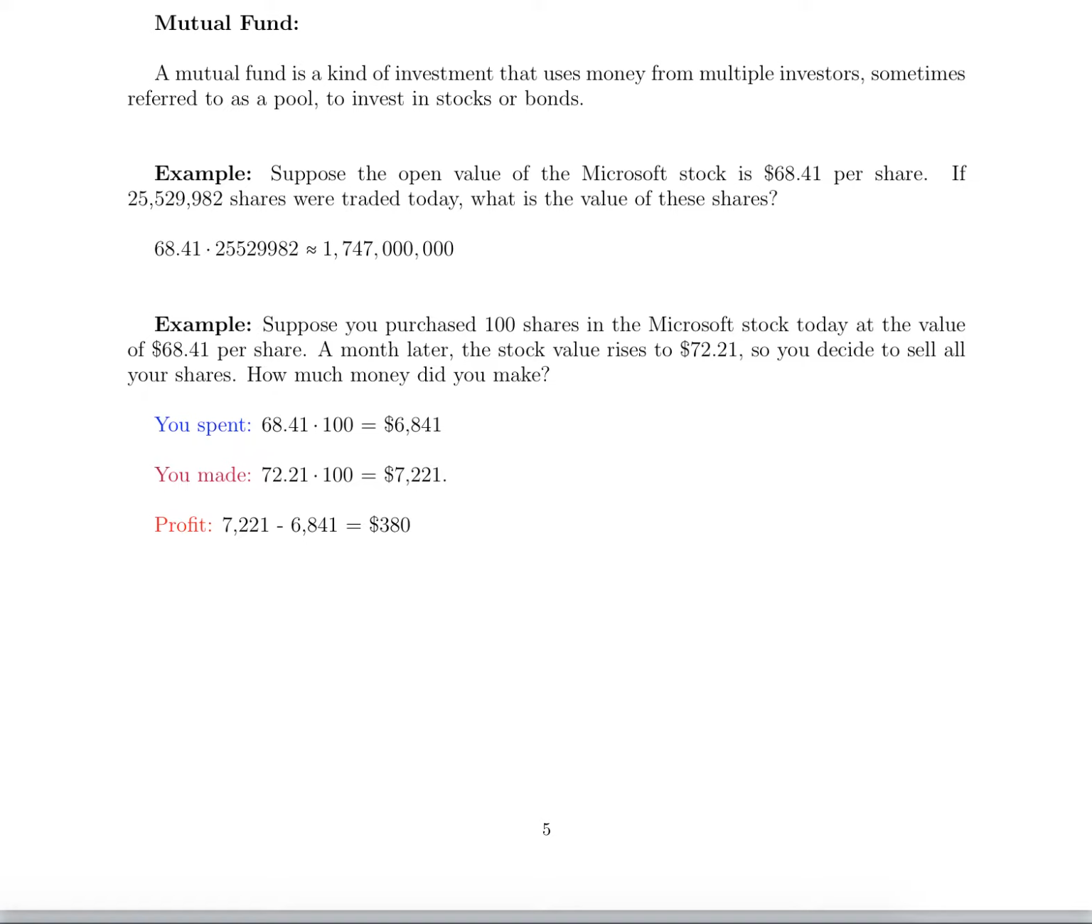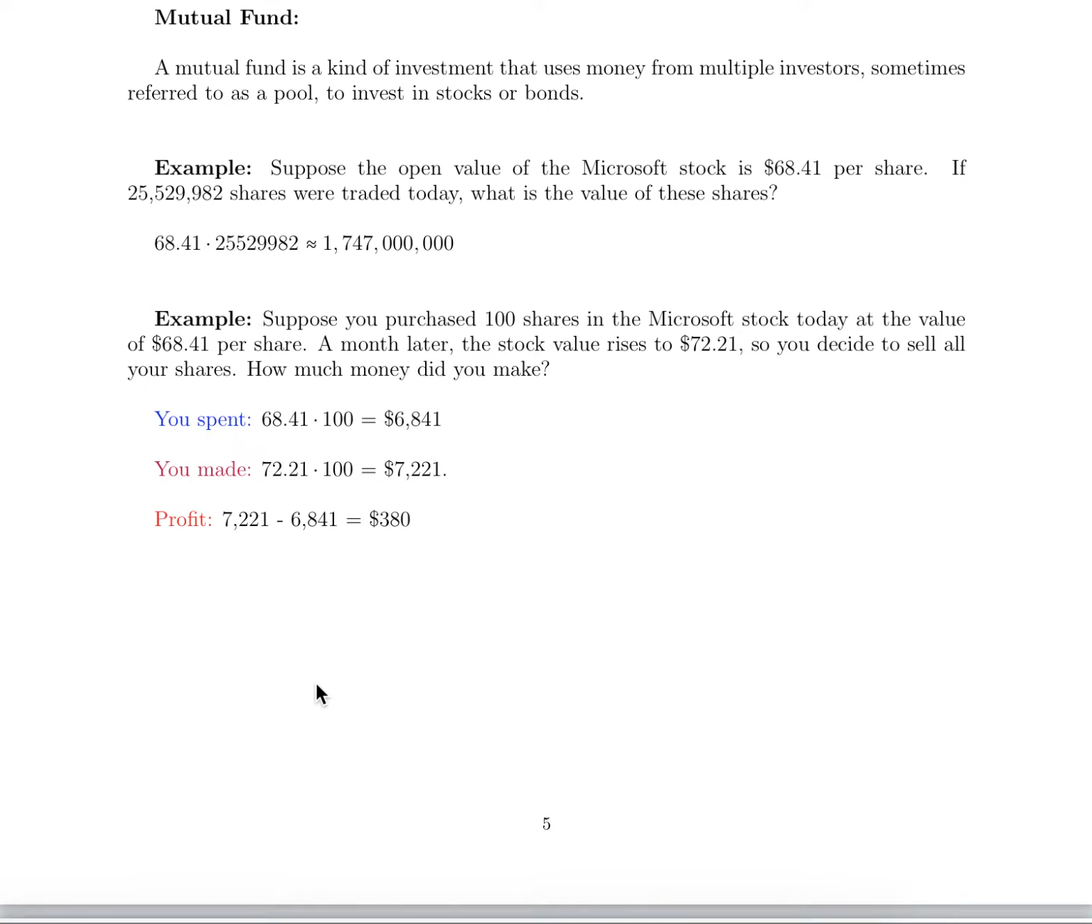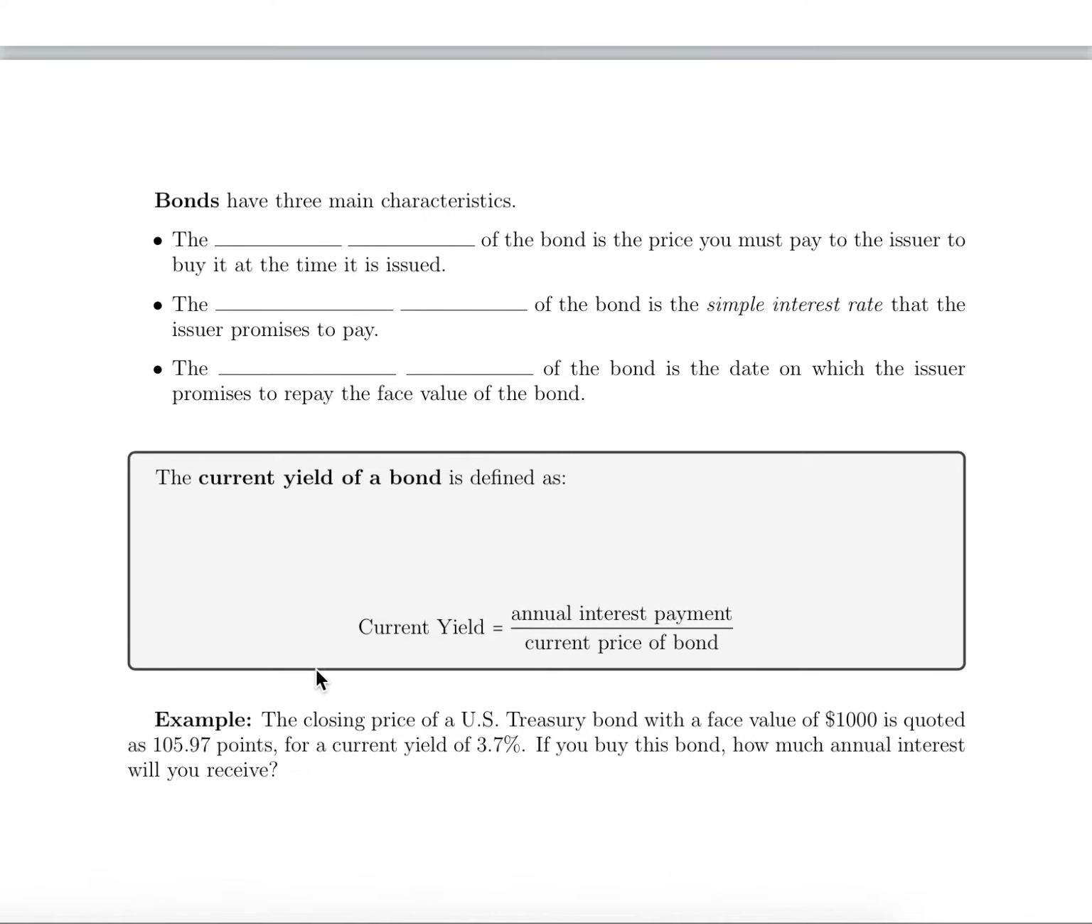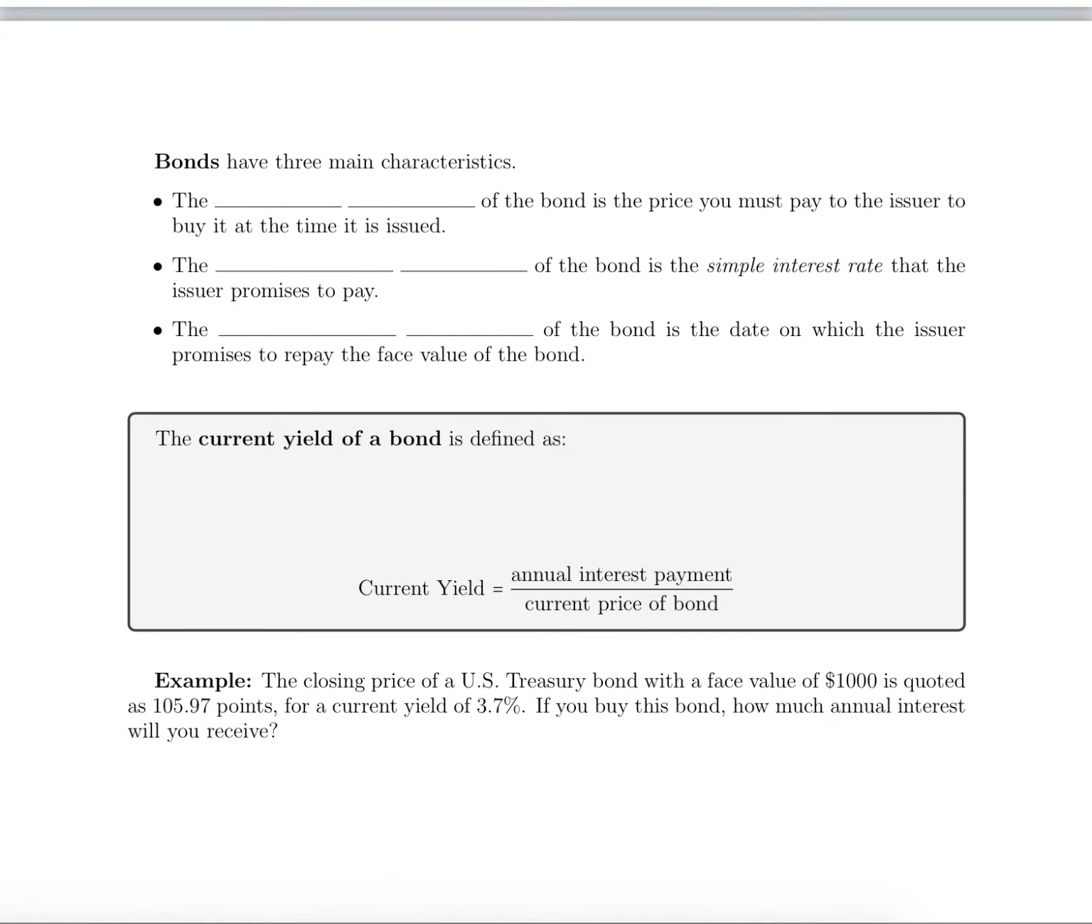So we're going to move on to some details about bonds. So bonds have three main characteristics. So first, what goes in these two little blanks here is going to be face value. The face value of the bond is the price you must pay to the issuer to buy at the time it is issued. So that's how much you pay for the actual bond.